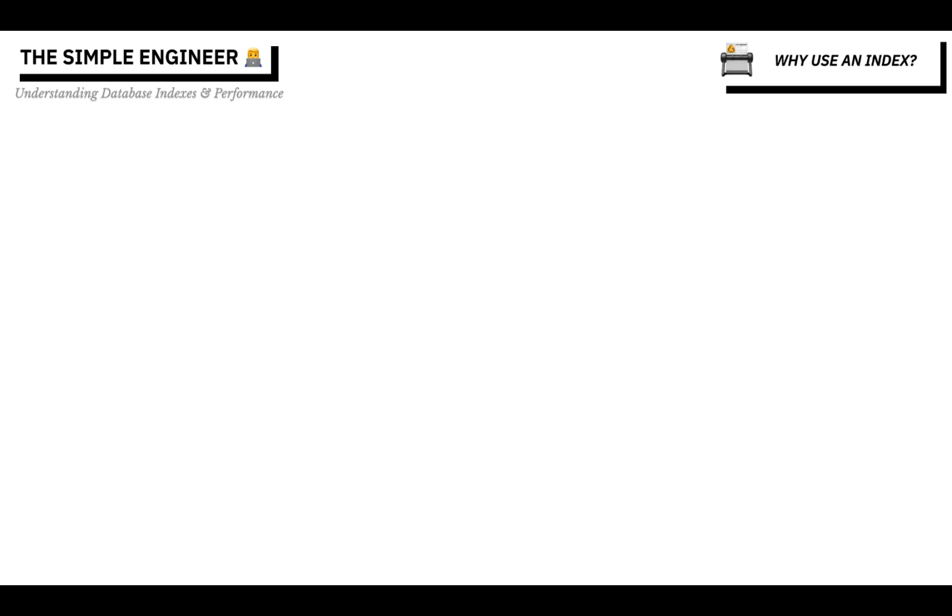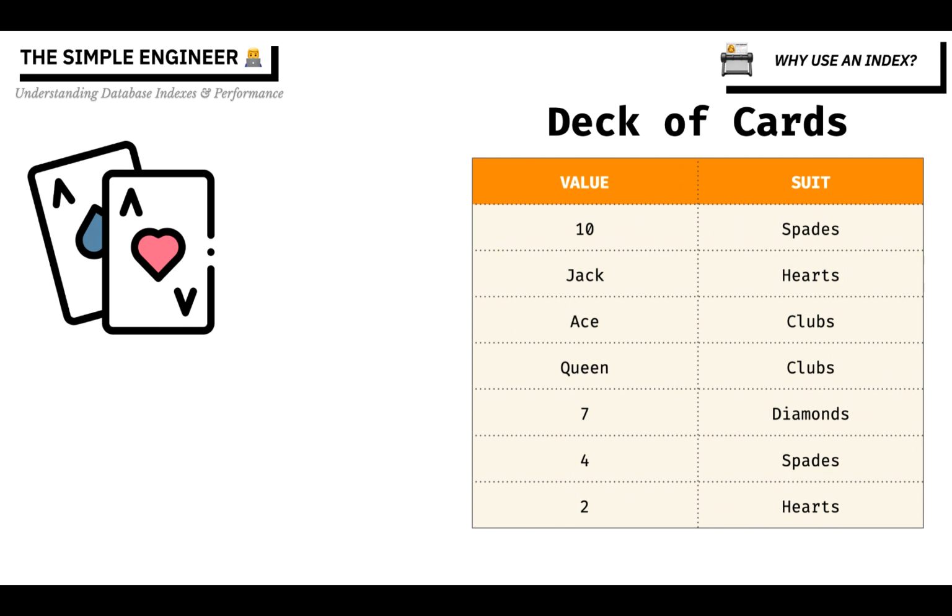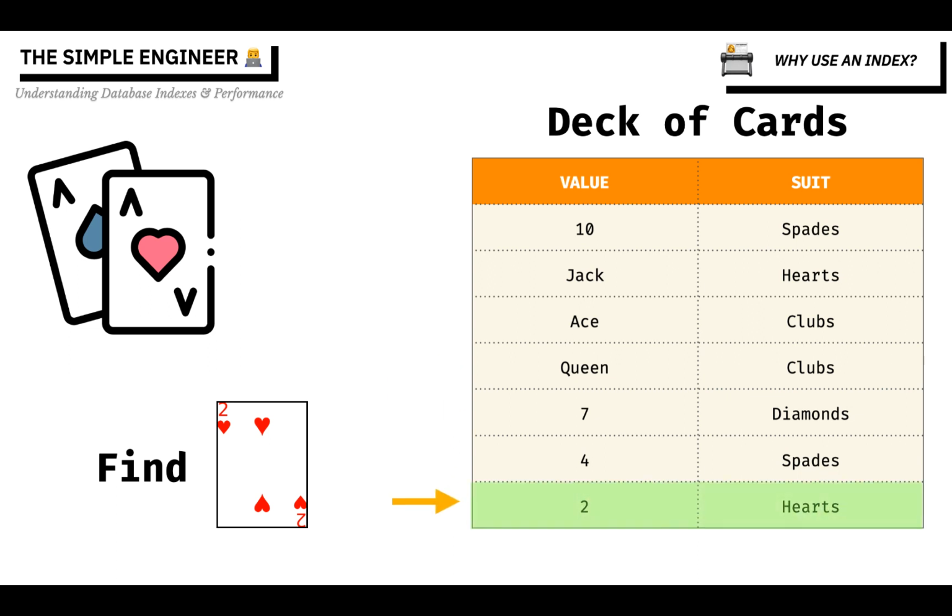So first thing I want to do is talk about a relatable example for indices. Let's imagine that we have a deck of cards, okay? And the question that we need to answer is, we want to find a 2 of hearts. And so what we do is we start at the top of the deck and we linearly work our way to the bottom of the deck to find the card that we're interested in. And you can see that this is not really an optimal way of doing this.